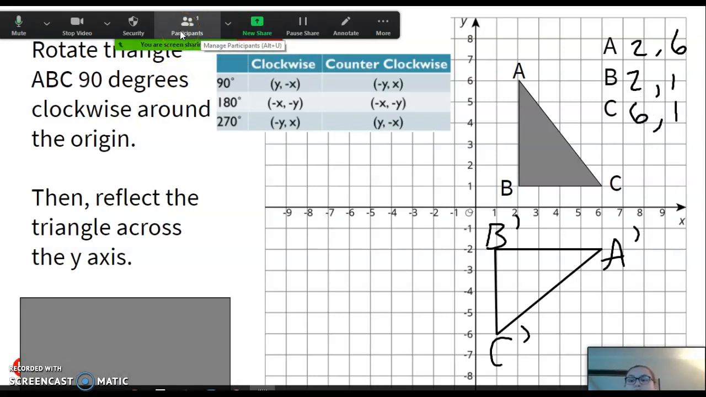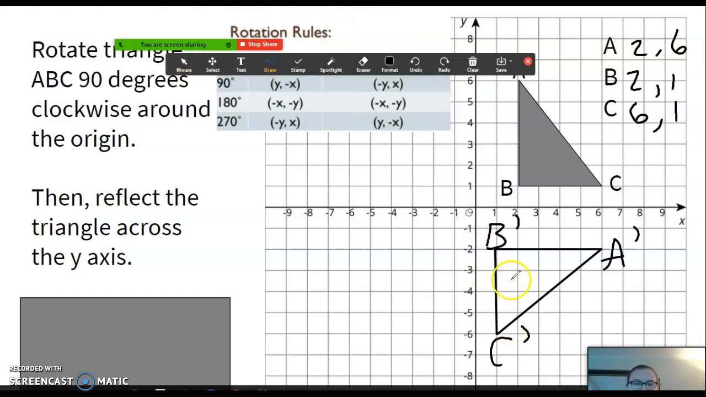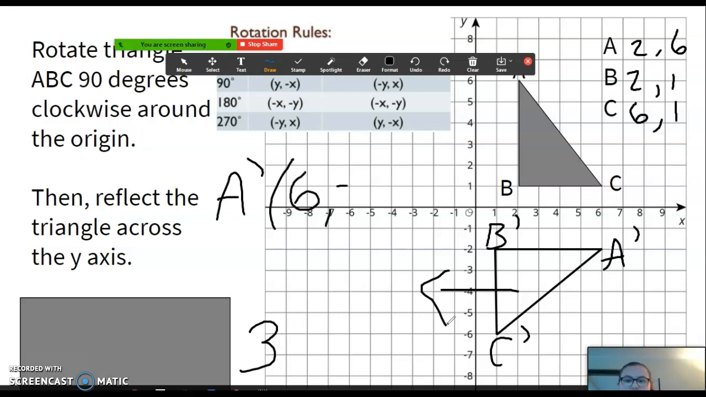I'm now going to reflect this triangle across the y-axis. So it is now going to be in quadrant 3. When we reflect across the y-axis, the x changes. But first, I need to know where A prime, B prime, and C prime are. A prime is at (6, negative 2). B prime is at (1, negative 2). And C prime is at (1, negative 6).